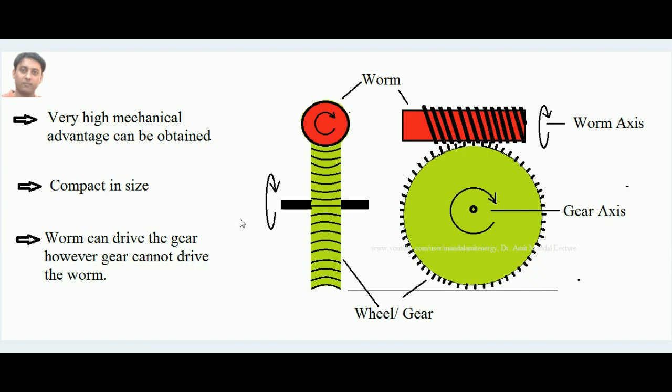The third thing is that the worm can drive the gear. If the worm is spinning, then it will drive the gear. As this is the side view, we can see that the axis of this bolt is in this direction from left to right, whereas the axis of this gear is coming out of the screen, so the axes are perpendicular to each other. If the worm spins, then it can drive the motion of the gear. However, the gear cannot drive the worm. Reverse action is not possible because of the huge amount of friction between the threading of this worm and the threading developed over the circumference of this gear.